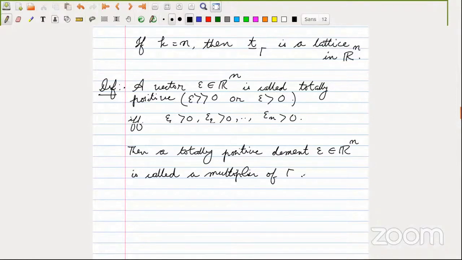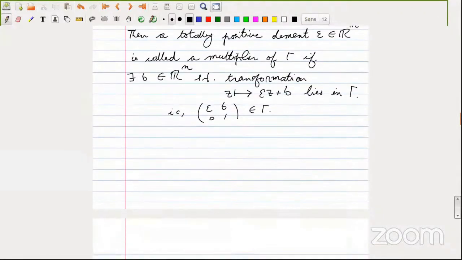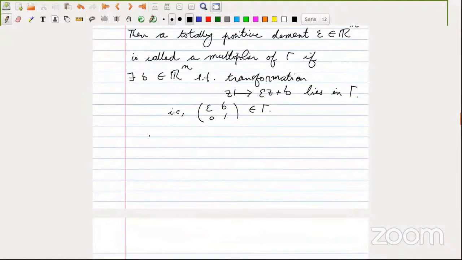of the discrete subgroup gamma if there is a b inside R^n such that the transformation z goes to epsilon times z plus b lies in gamma. That is, I can write this as the matrix (epsilon, b; 0, 1), which belongs to gamma. Then the set of all multipliers gives a multiplicative group of all the totally positive vectors.